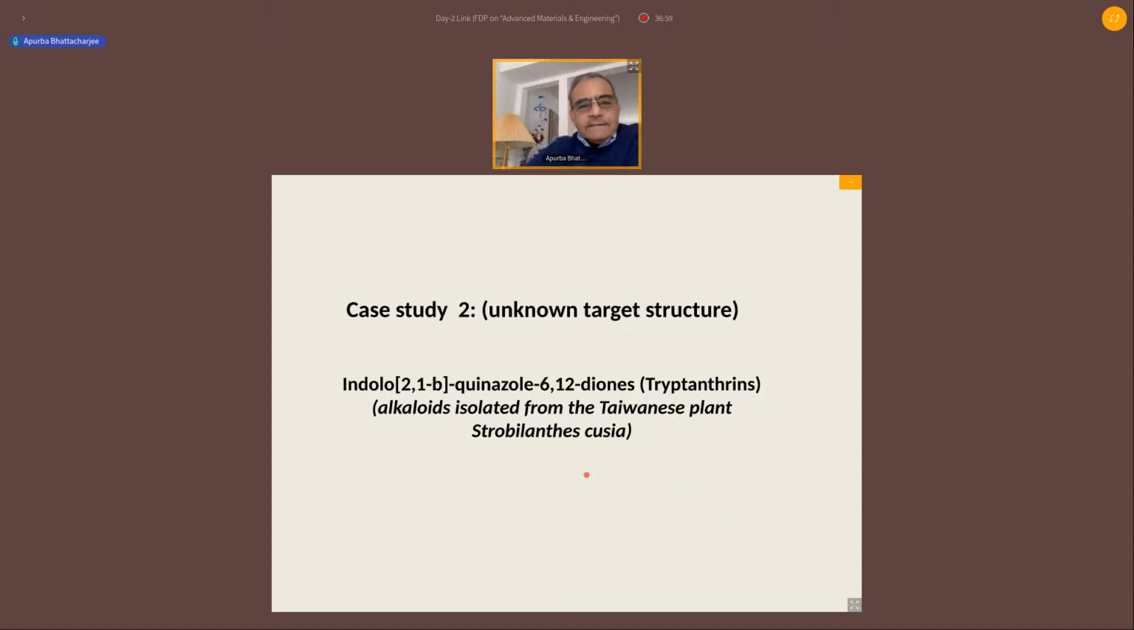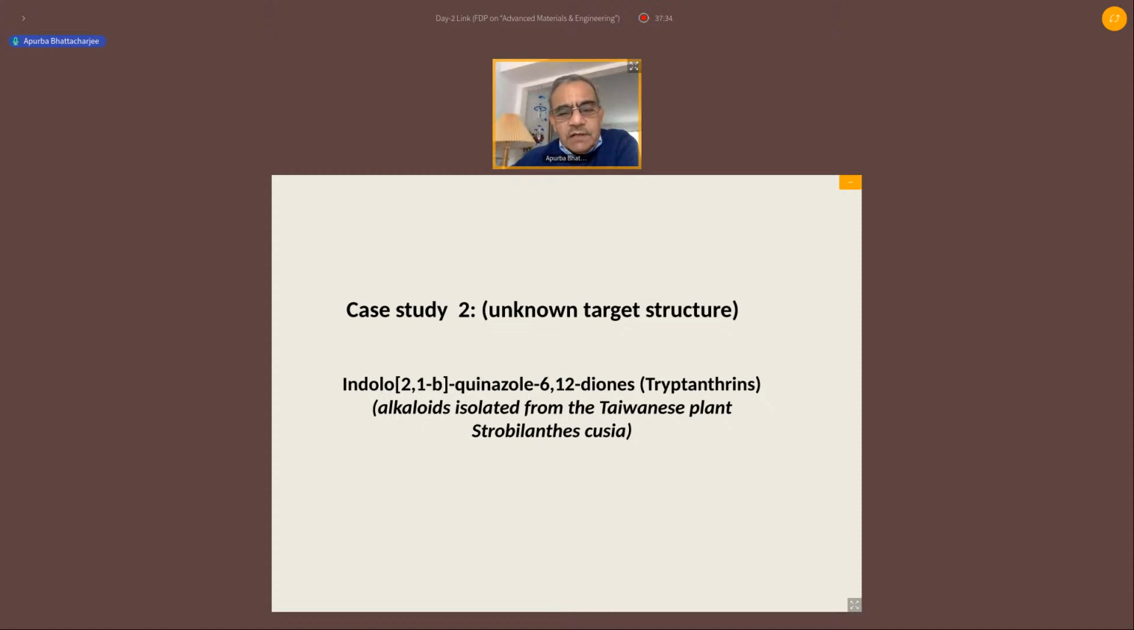See here, this is the other case study, the unknown target structure. Here the structure of the protein, the disease-specific target, was not known, but the compounds are highly active against a variety of pathogens. These are called the indoloquinazole diones. They were extracted in excess tryptophan. That is why they are also known as tryptanthines. Originally, in the early 60s, it was extracted from an alkaloid isolated from a Taiwanese plant, Strobilanthes cusia. But now this plant is found in many countries and even in the United States.